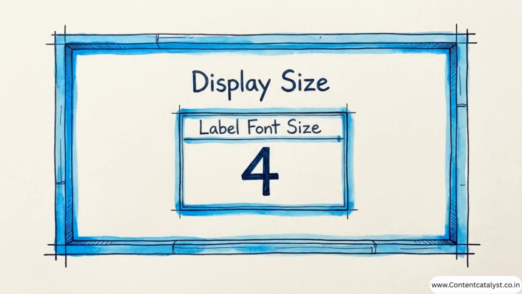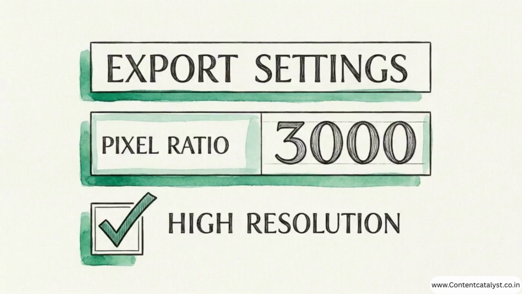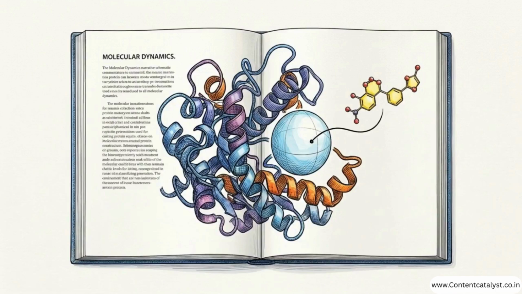Right-click the background, access display size, and increase your label font size to a 3 or a 4. Finally, initiate the Save As procedure. When prompted for the export settings, make sure you set a high pixel ratio to ensure the image stays sharp. Adjusting these specific display parameters is what transforms raw, cluttered software outputs into crisp, publication-ready assets fit for scientific journals.